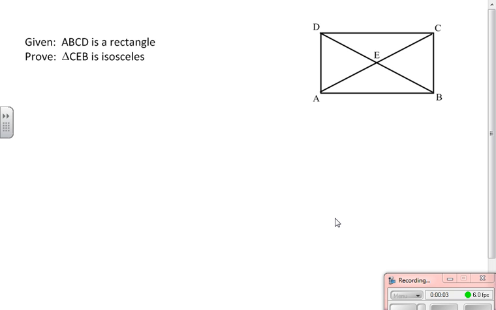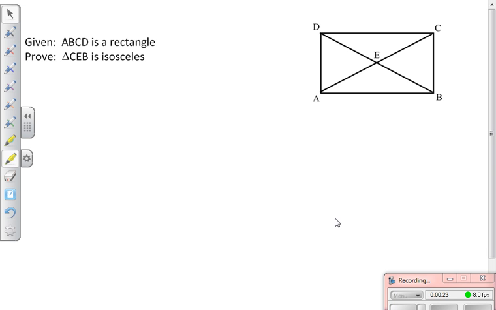This lesson continues with a couple of proofs that might lean a little bit more towards the challenge side, but if you just take them step by step, they're really not too bad. So in this proof, we know that ABCD is a rectangle. So that means we get all of the properties of a parallelogram and all of the properties of a rectangle. We want to prove that CEB right here is an isosceles triangle.